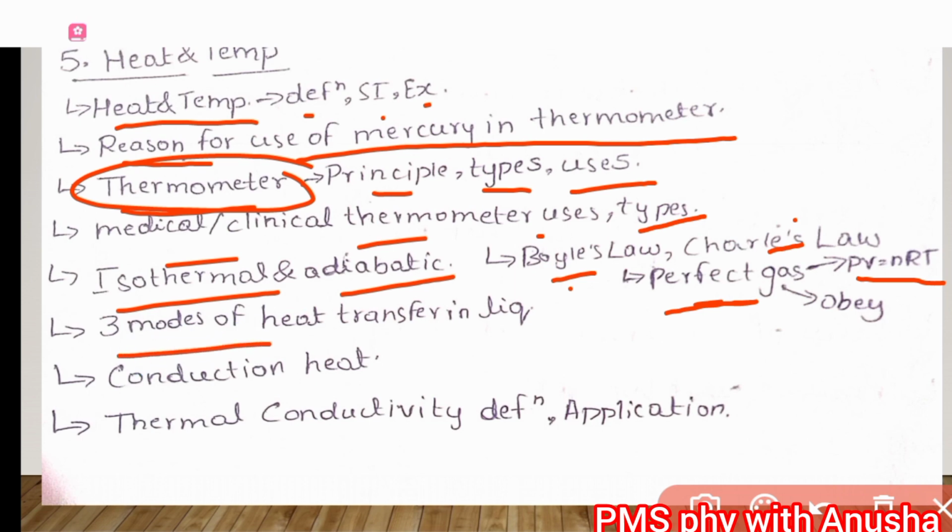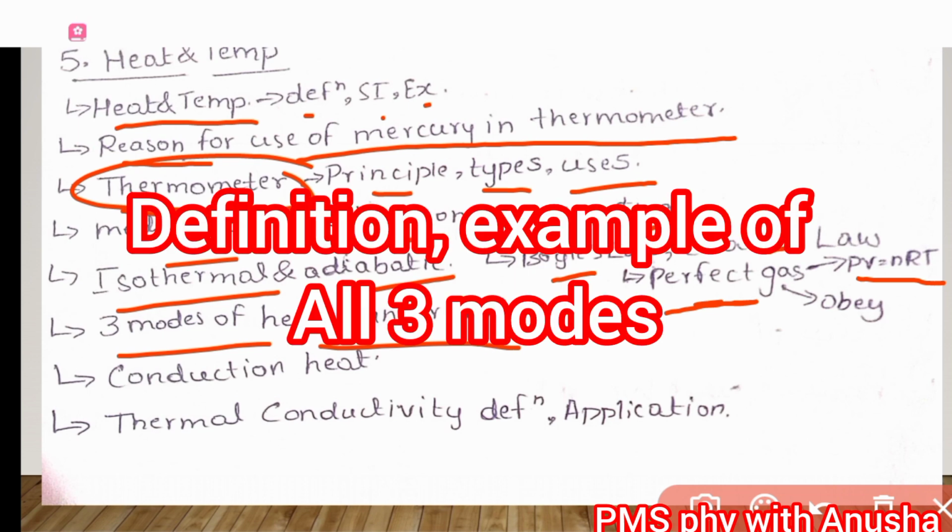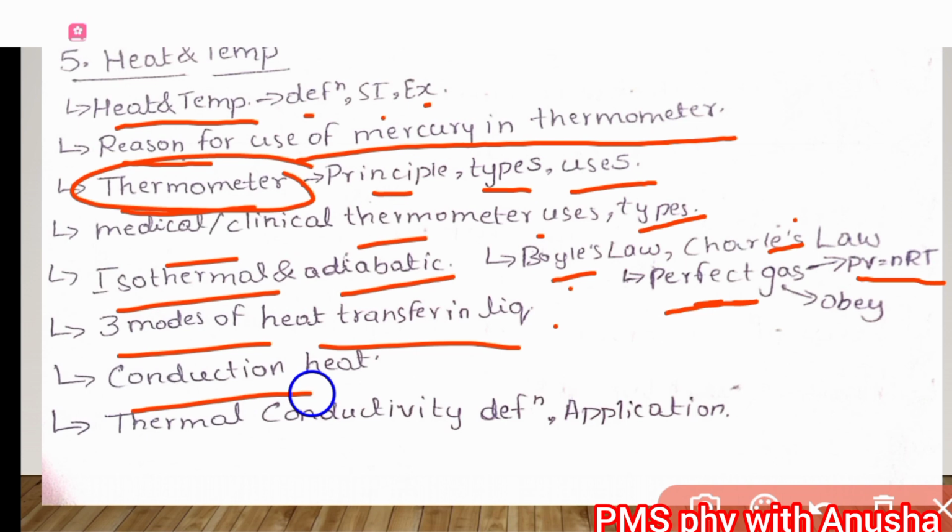Next, 3 modes of heat transfer. In that you have to mention conduction, convection and radiation. Next, conduction of heat. This one is for 3 marks. Here you have to mention definition, example. Example in the sense of heating of metal. Then you have to explain what happens when you heat metals. Related to that you have to explain here.